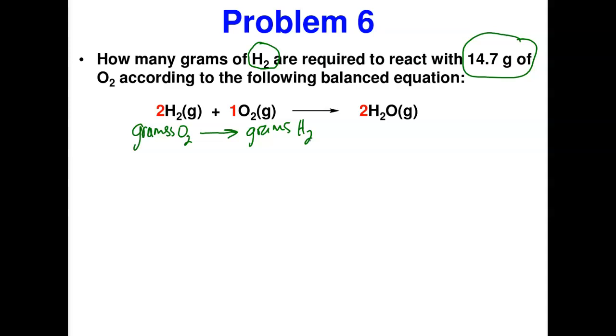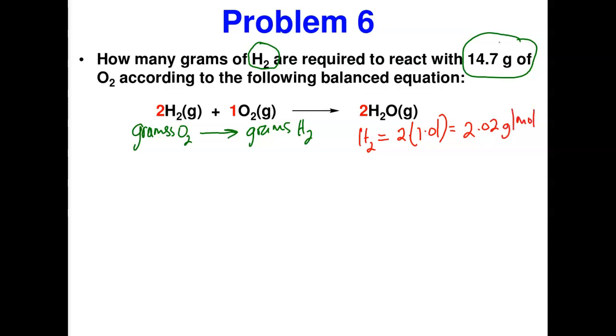The only thing we missed before was that we didn't calculate the molar mass of hydrogen, which we can do now. The molar mass of hydrogen is H2, of course. The molar mass of this will be 2 times 1.01. That will give us 2.02 grams per mole. That is the molar mass of hydrogen.